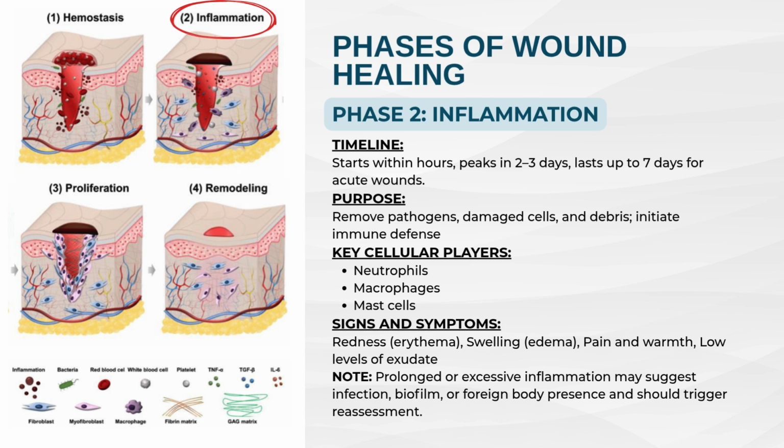Key cellular players. Neutrophils, the first responders, killing bacteria and digesting debris. Macrophages, they clean up and release cytokines to promote the next phase. Mast cells, responsible for releasing histamine, which increases vessel permeability. Clinical signs: redness, erythema, swelling, edema, pain and warmth, low levels of clear exudate.